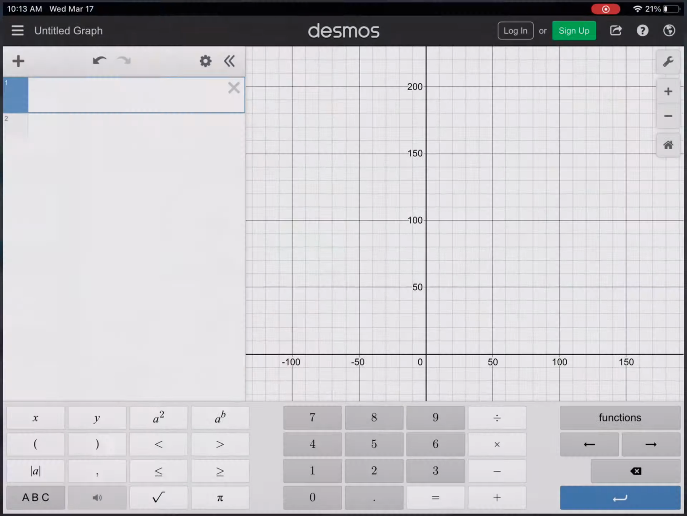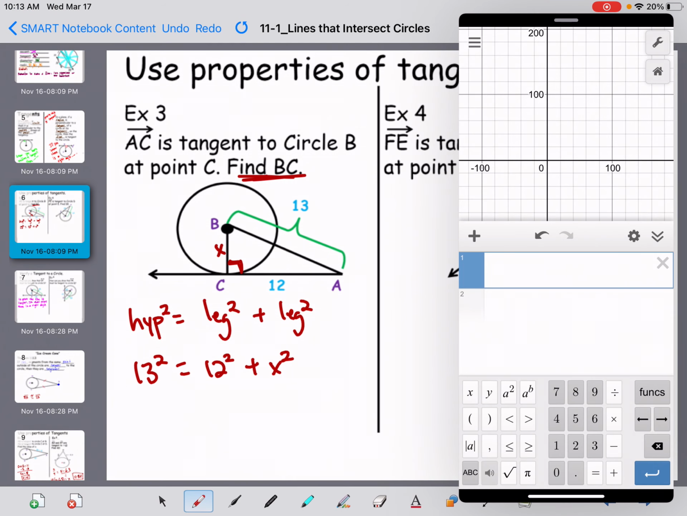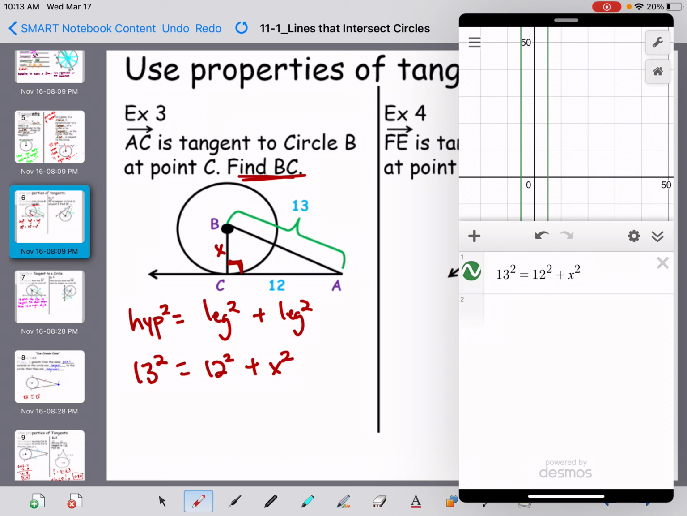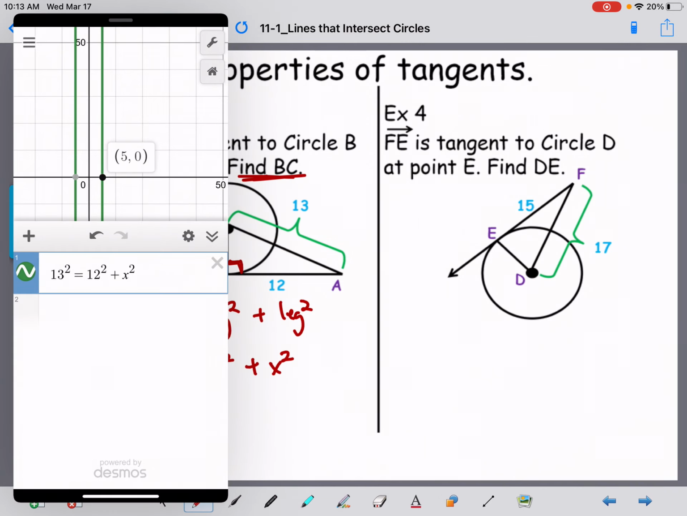The Pythagorean theorem says the hypotenuse squared is the leg squared plus the leg squared. So 13 squared equals 12 squared plus BC, which is what I'm looking for. 13 squared equals 12 squared plus x squared. I'm going to zoom out a little bit. Remember, we're taking the positive value, which is 5. So x is going to be 5.